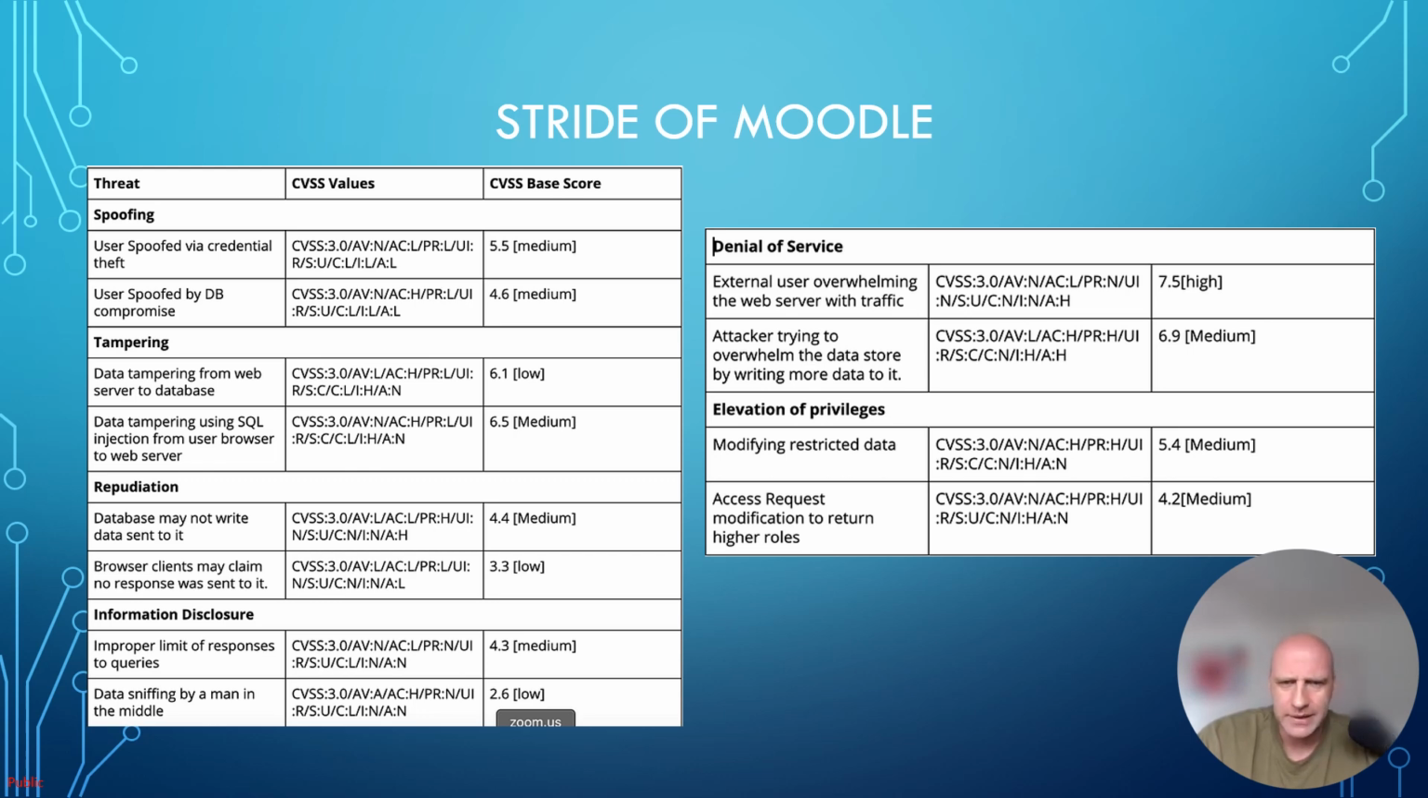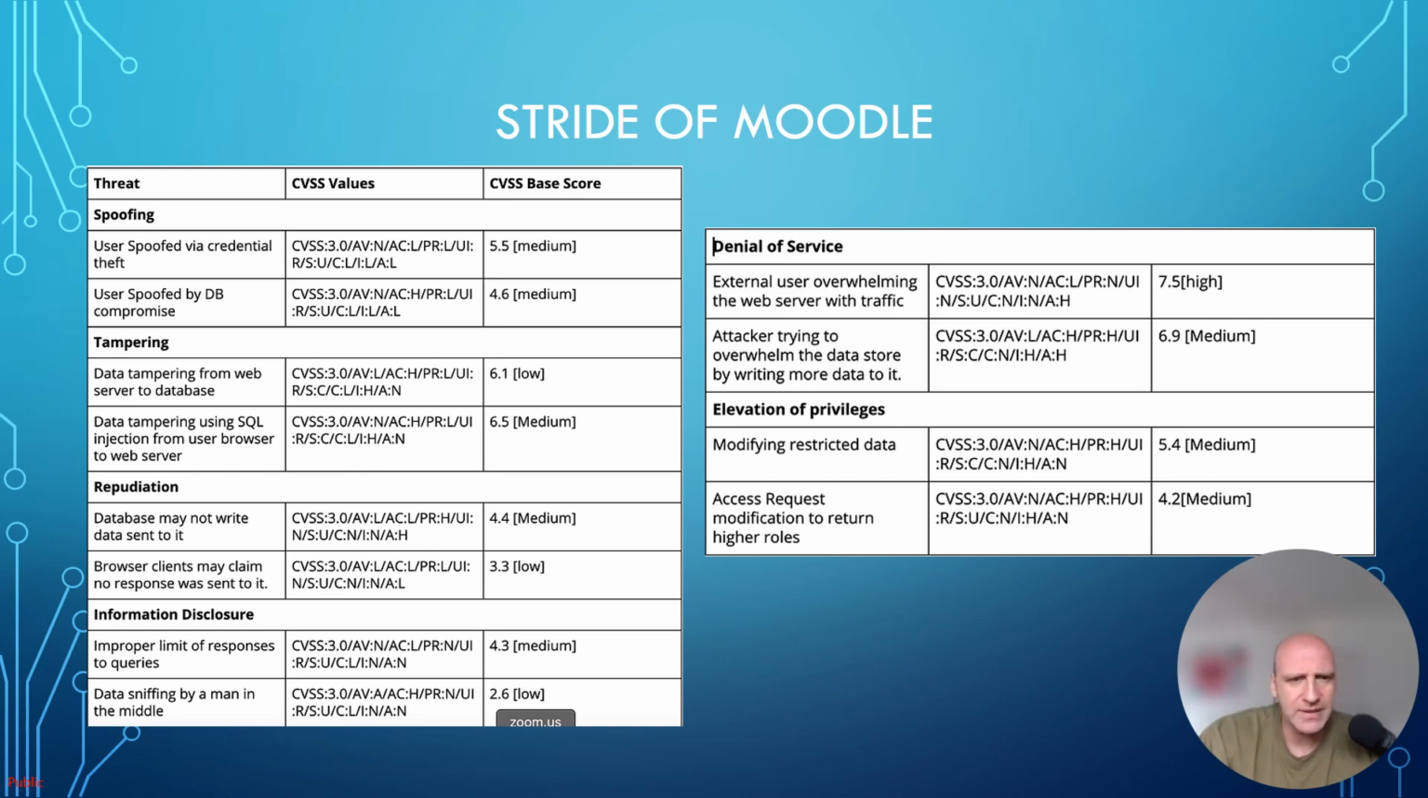And then lastly, elevation of privilege. So modifying the restricted data, as well as access request modification to return higher rows. So these are essentially the threats. And then based on specific threats, during the design and threat modeling, we will start and build mitigations for it.